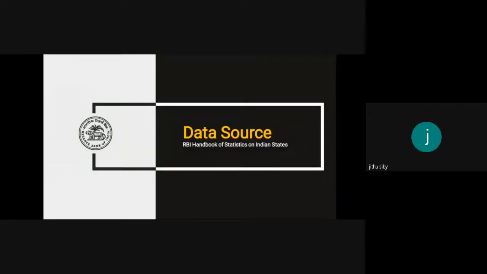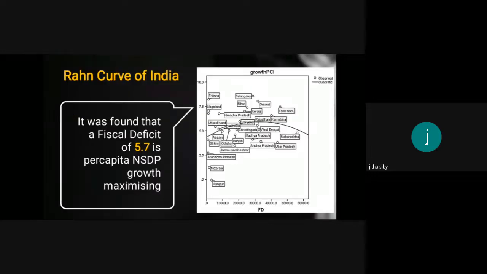The Rahn curve suggests that there is an optimal level of government spending which maximizes the rate of economic growth. Higher government spending helps to improve economic performance. After exceeding a certain amount of government spending, government taxation decreases economic growth. This graph shows the Rahn curve of India. It found that a fiscal deficit of 5.7 maximizes per capita growth.